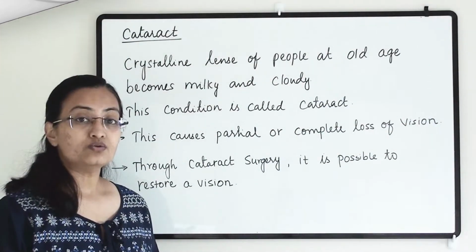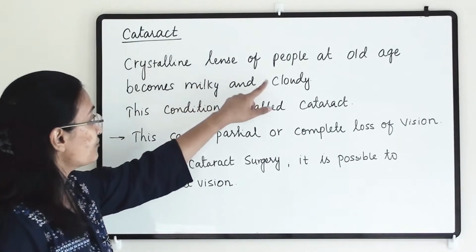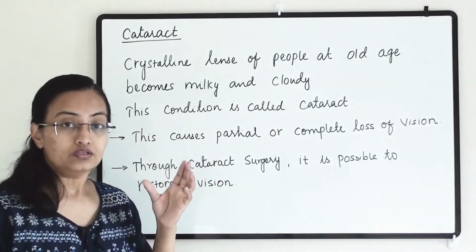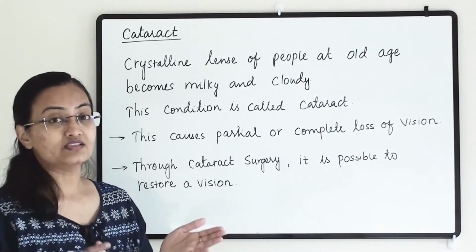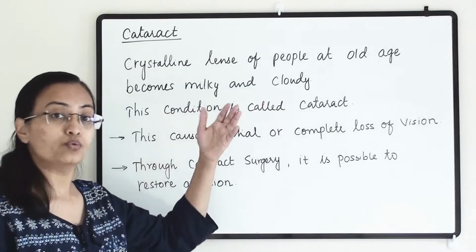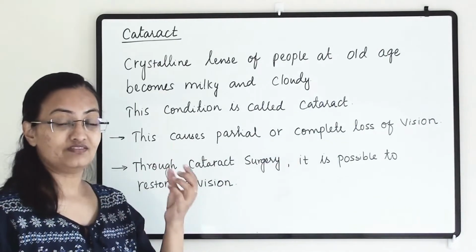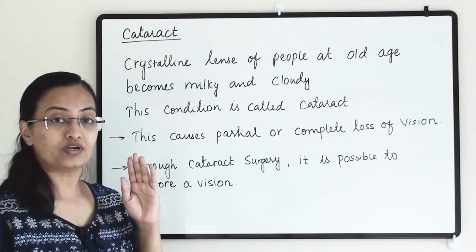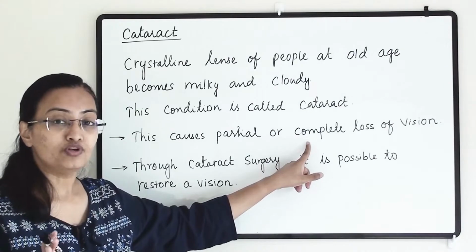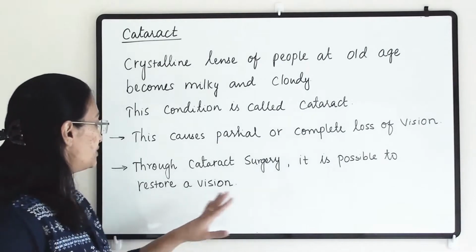Let us see about cataract. This is a condition of the eye in which the crystalline lens of people at old age becomes milky and cloudy. The crystalline lens, through which we observe things, becomes milky and cloudy at old age. This causes partial or complete loss of vision because the lens is not clear. So whatever vision the person gets may be partial, or the person may not be able to see a thing. Through cataract surgery it is possible to restore vision.